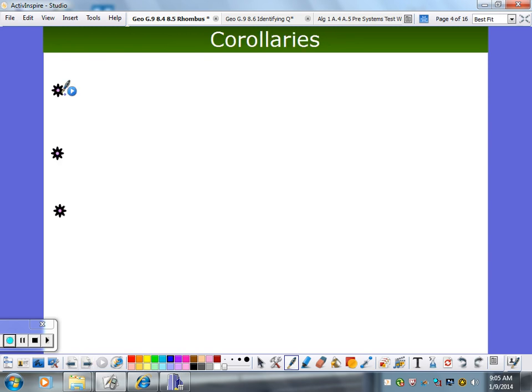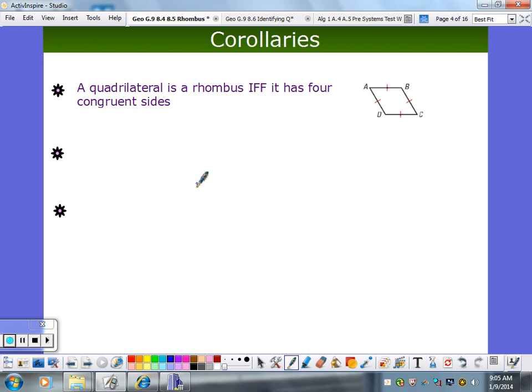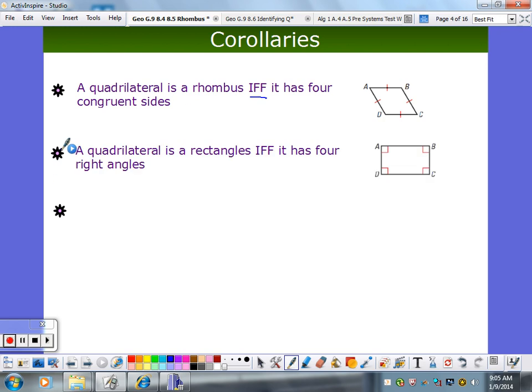Okay, good. Good question. Some corollaries. A quadrilateral is a rhombus if and only if it has 4 congruent sides. So again, what does the if and only if tell me? Yeah, right. The inverse will be true as well. It's a biconditional. So if you have a quadrilateral with 4 congruent sides, it is a rhombus.